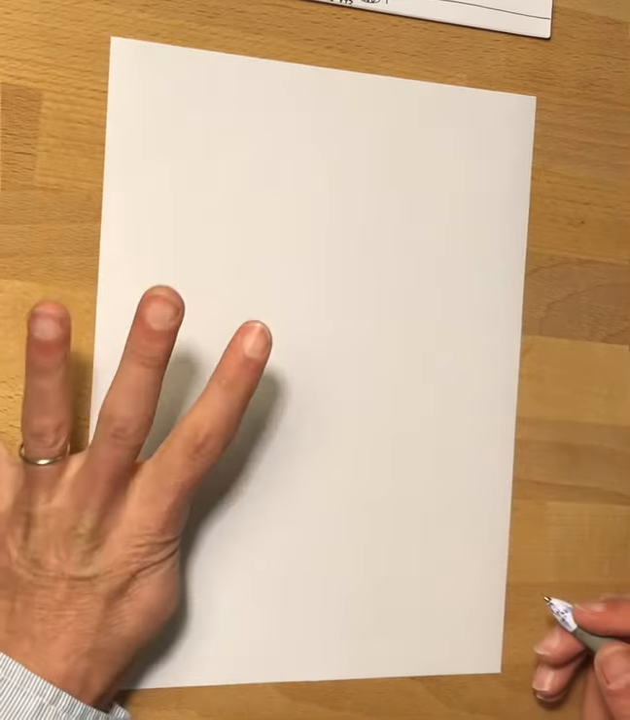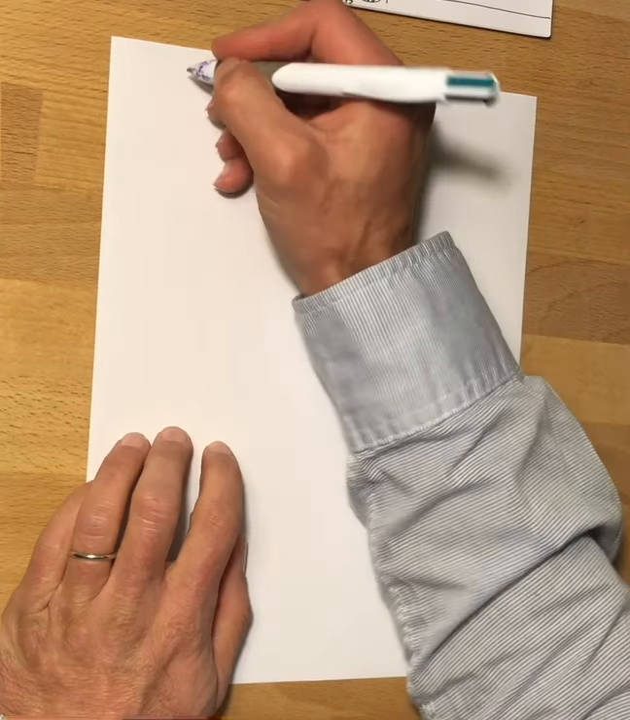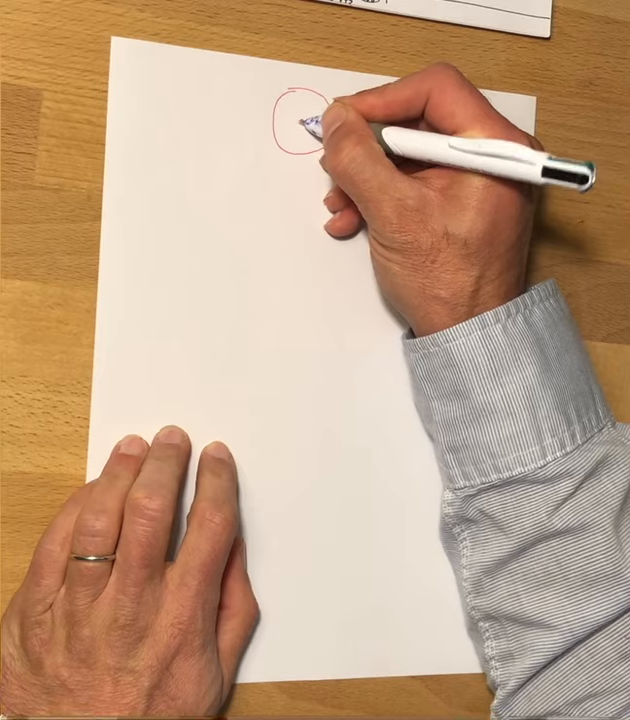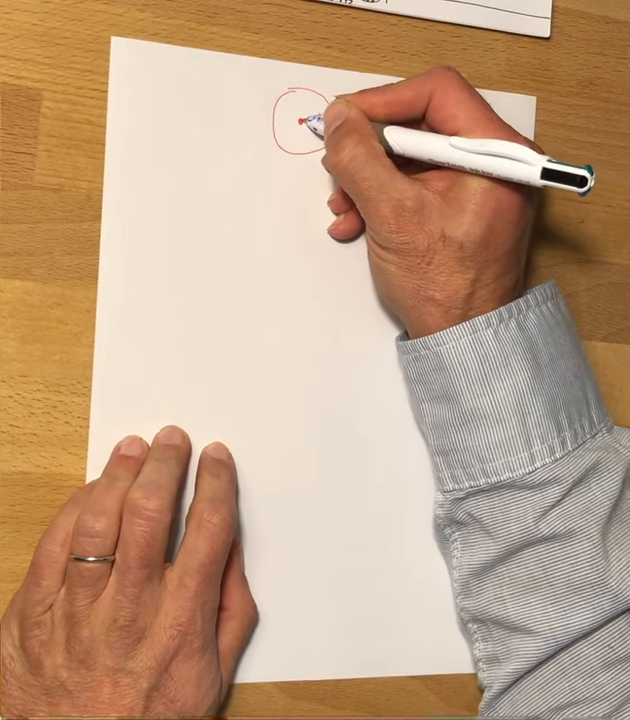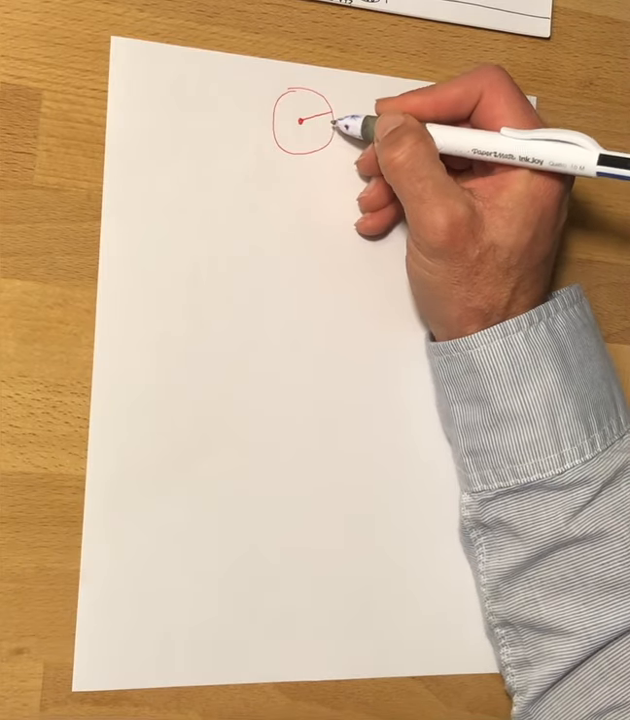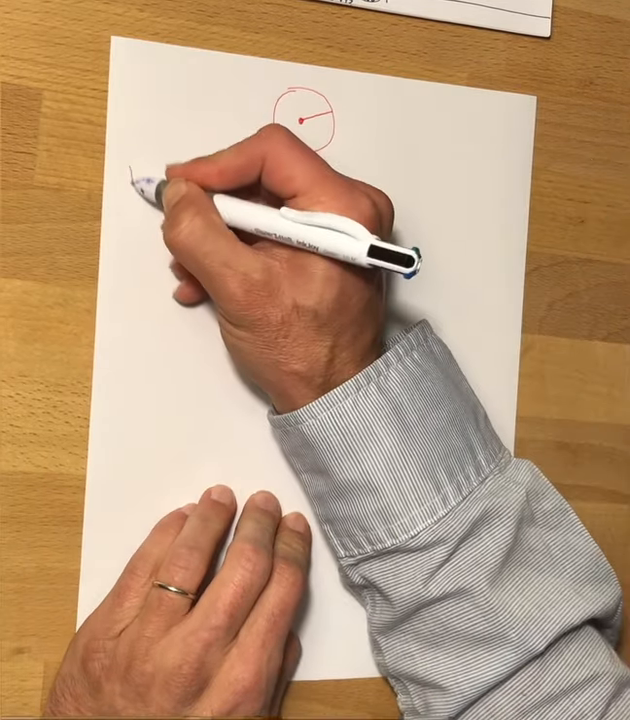So what we're going to be talking about today is circles. Now, in the first part of the notes, I talk about four things. I talk about the radius, and a radius goes from the center of the circle to any point on the circle. This little line is called your radius.